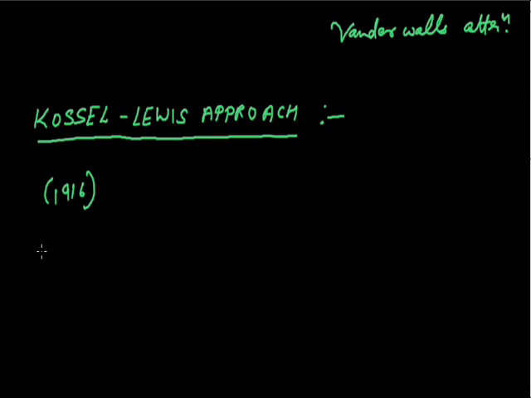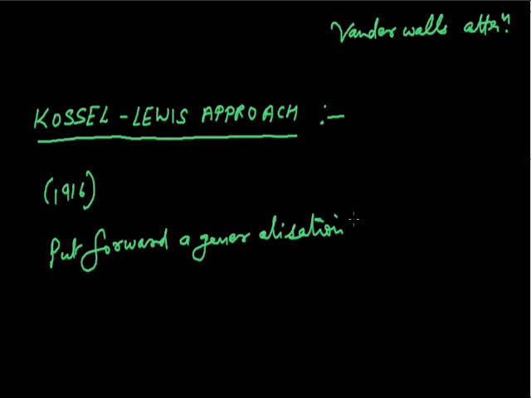Kossel and Lewis put forward a generalization which was named as the Octet Rule, according to which the different atoms undergo combination to attain a configuration of 8 electrons in the outermost shell.